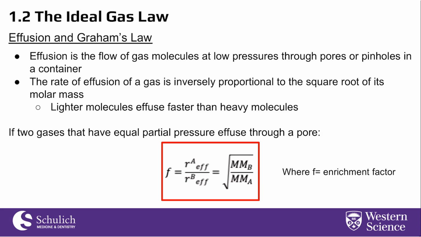So effusion in Graham's law. Effusion is the flow of gas molecules at low pressures through pores or pinholes in a container. The rate of effusion of a gas is inversely proportional to the square root of its molar mass. And so lighter molecules effuse faster than heavier molecules. If two gases that have equal partial pressures effuse through a pore, we can use this equation here, where F is the enrichment factor.